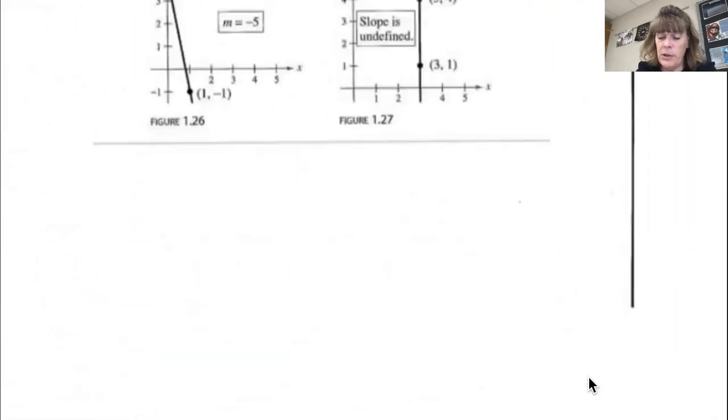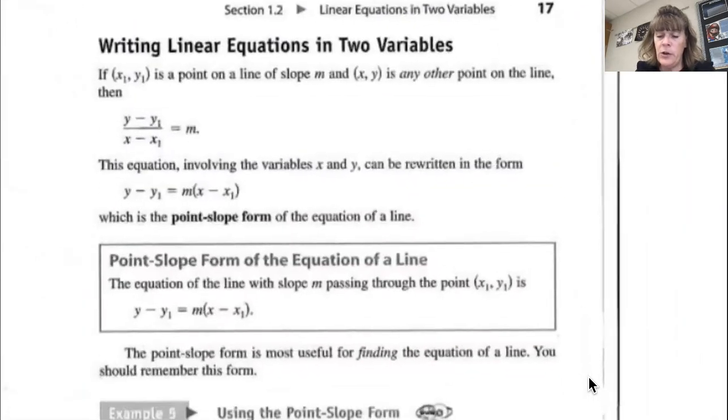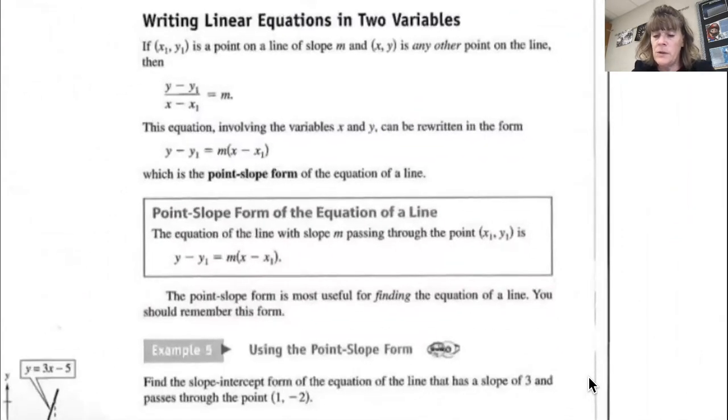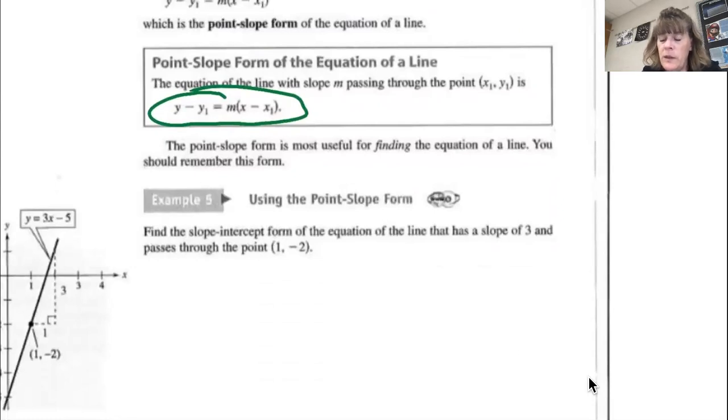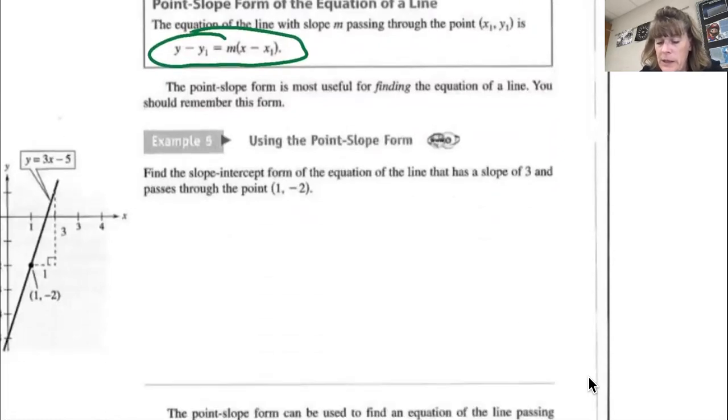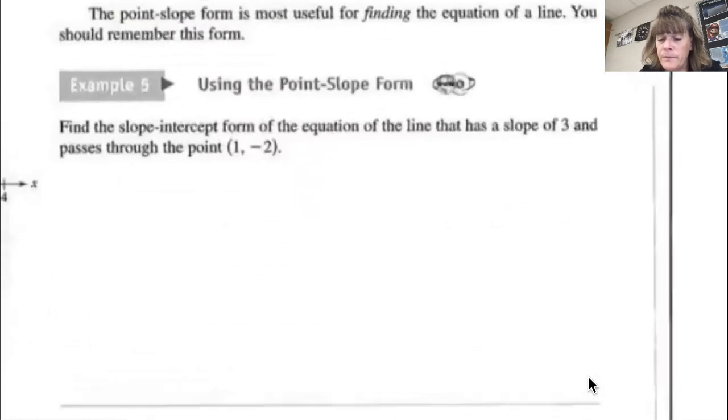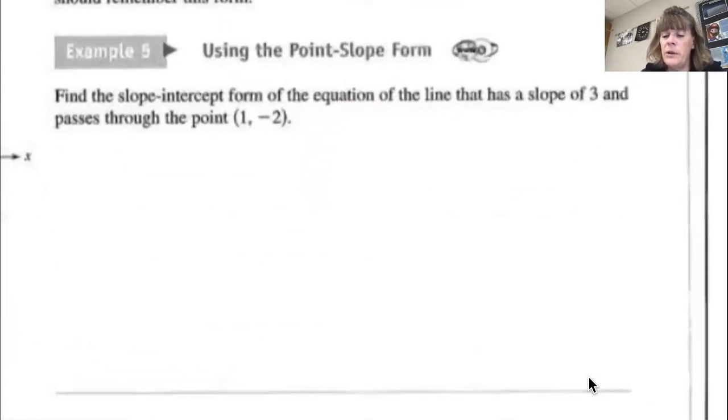Now we're going to talk a little bit about example 5, writing linear equations in 2 variables. Okay, so you're familiar with your y equals mx plus b, but we also are going to be using the point slope form of a line, which is y minus y1 equals m parentheses x minus x1. And it's super easy to work with. So we're going to do this 2 ways. We're going to take this example 5, and I'll show you the way that you might have done it in Algebra 2 with Mr. Bruns. So y equals mx plus b.